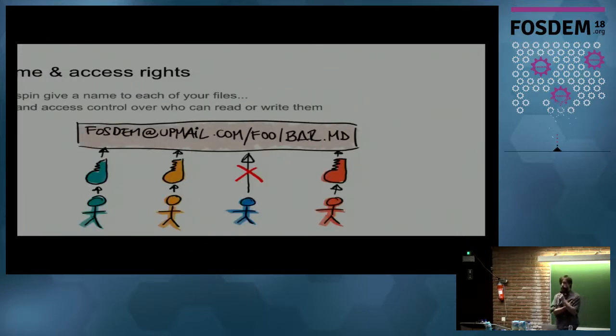So the two basics that Upspin is offering are universal naming and access rights. Every file has a global identifier that you don't need to worry about sharing with other people. It starts with the email of the person that owns that file, and then it's just a regular Unix-like path. And the access control is another thing that comes with Upspin and that you should consider solved and stop wondering about.